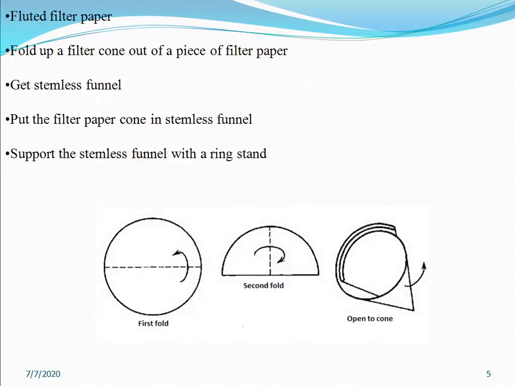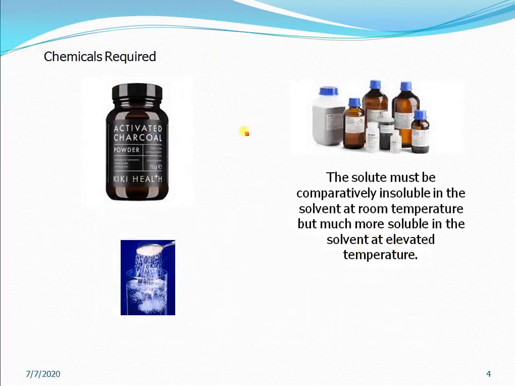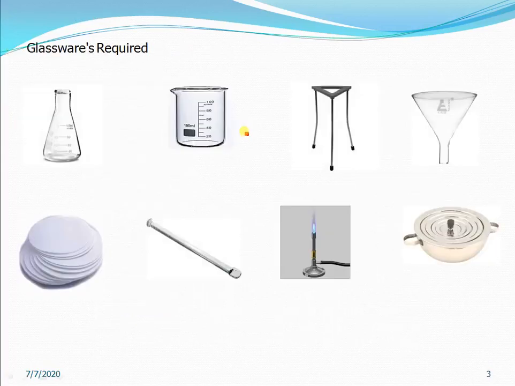This is a fluted paper, and the steps involved in the preparation of the filter paper are: first, the round filter paper is folded into two halves, then a second fold, and the cone is formed. Put this filter paper cone in the stemless funnel. I repeat again, stemless funnels are used for this recrystallization. This is very important. Why, we will see next.